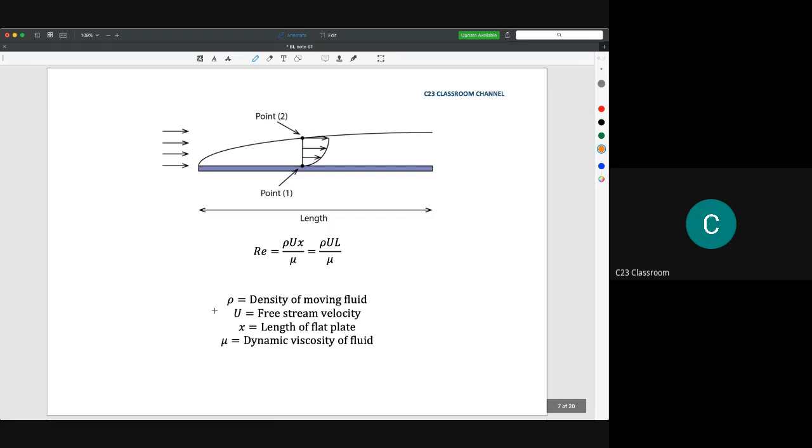This is the basic diagram of a flat plate and a boundary layer. Again, this is the equation for the Reynolds number, rho UL over mu, and mu here is the dynamic viscosity of the fluid. It can also be written as UL over nu, where nu here is the kinematic viscosity.